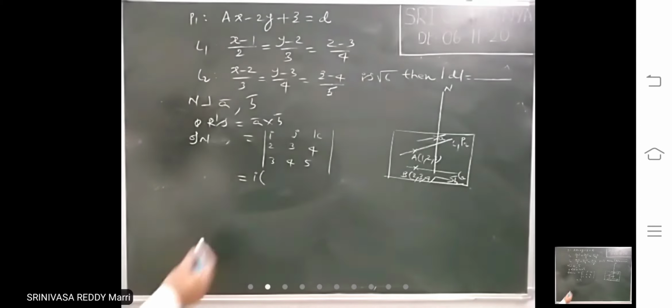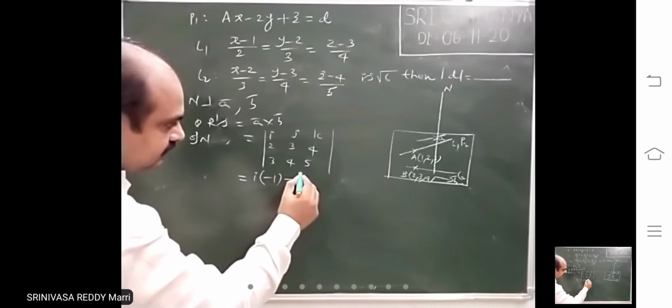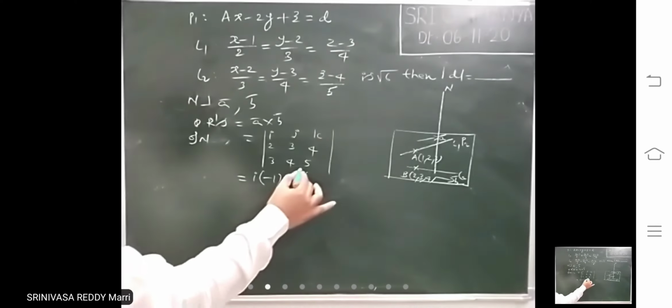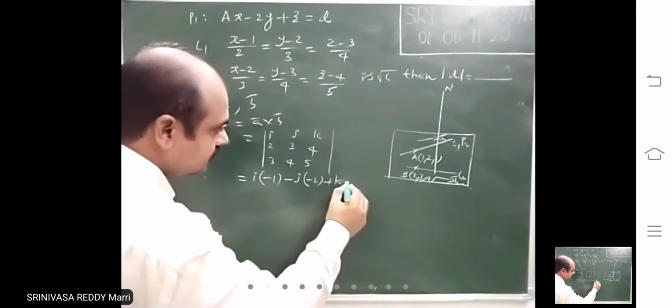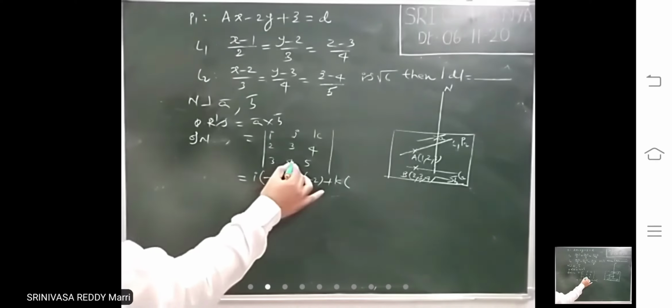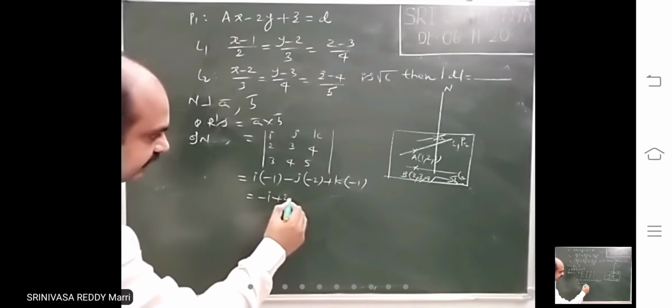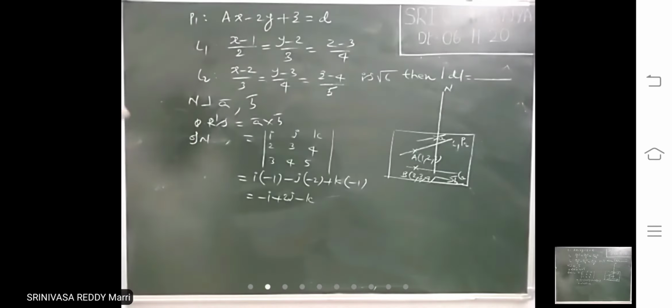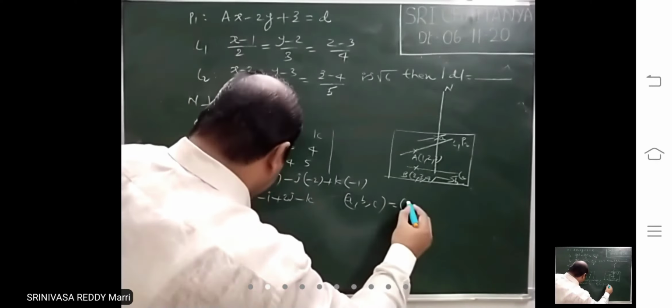Let us find this. So i into 15 minus 16, minus 1. Minus j into 10 minus 12, minus 2. Plus k into 8 minus 9, minus 1. So minus i plus 2j minus k. That means the DRs of the normal, A, B, C, are nothing but minus 1, 2, minus 1. Right?